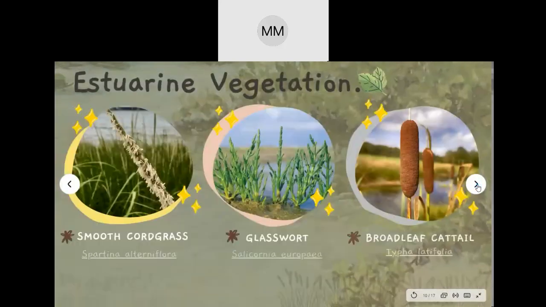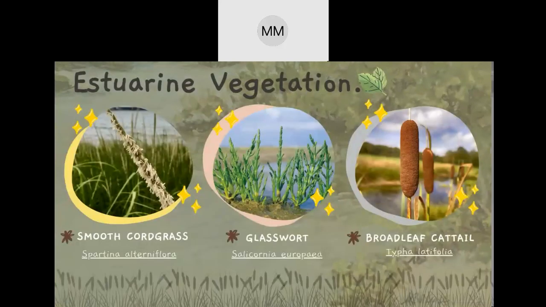Okay, these are some of the vegetation that can be found in estuaries. The first one is mudflat grass or Spartina alterniflora. The second one is glasswort or Salicornia europaea. And the last one is the broadleaf cattail or Typha latifolia.